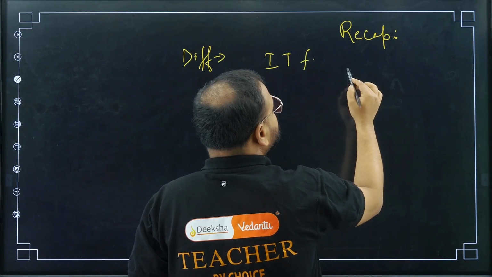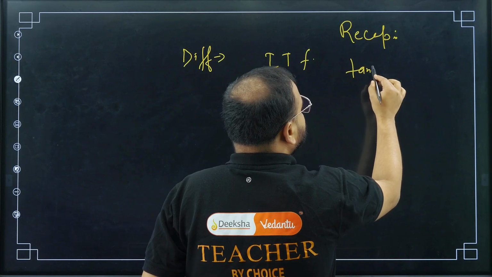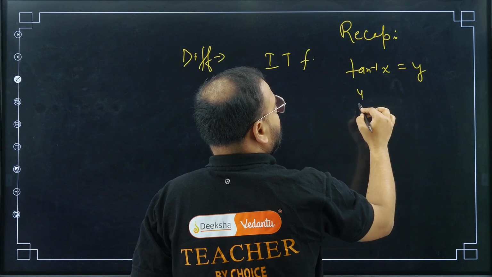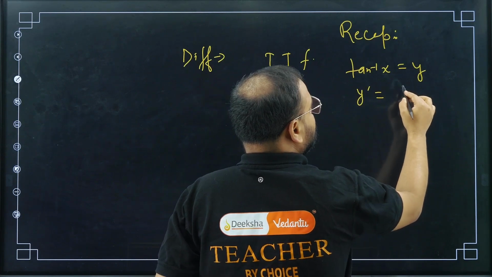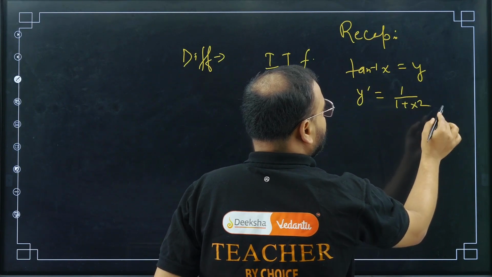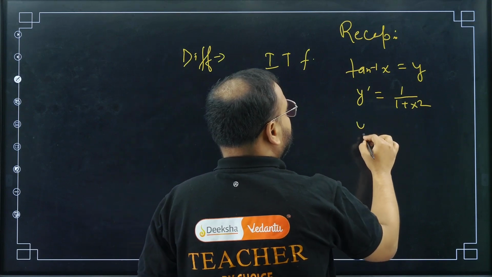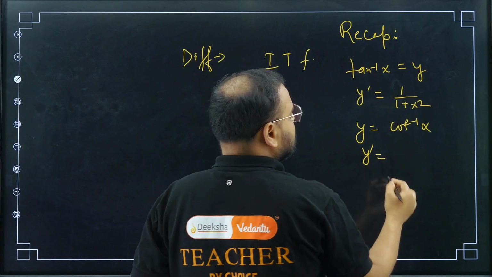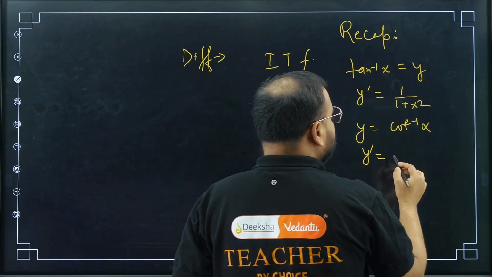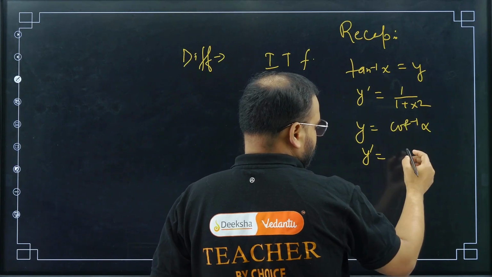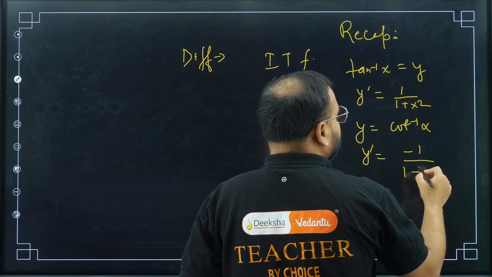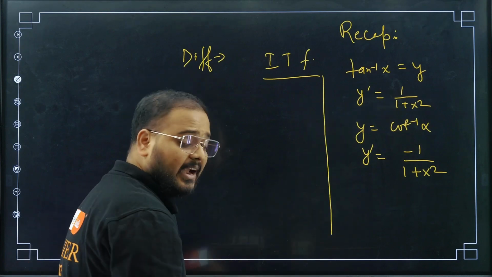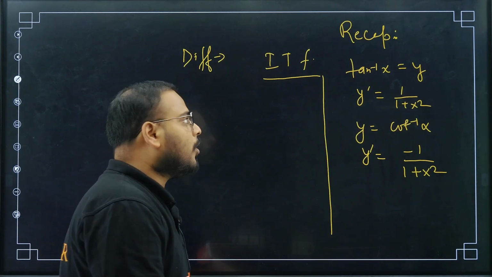For example, if I take the function y equals tan inverse of x, what is my y dash? My y dash is simply 1 upon 1 plus x square. If I have y equals cot inverse x and am asked for y dash, this will simply be minus 1 upon 1 plus x square, and so on. So we talked about all the ITFs, all 6 of them.